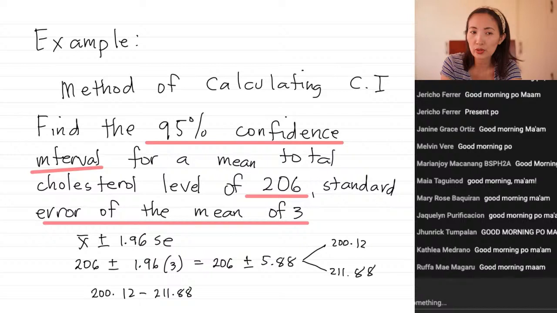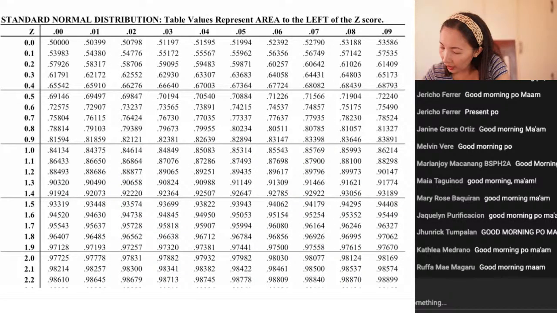Now, what if this is 90% or 99%? Again, you can look up from the table. If it is 95%, then 0.05. Pag 99%, that would mean 0.9. Ay, hindi na. Nakatago na ang table natin. But you can use anyway, you can stick to the formula x bar plus minus 1.96 times the standard error.